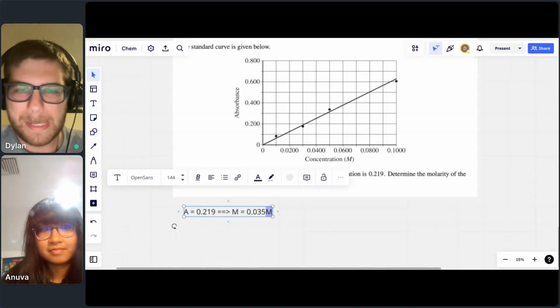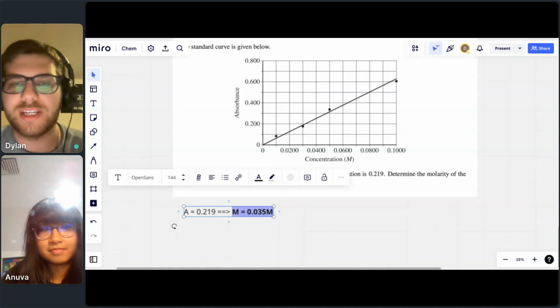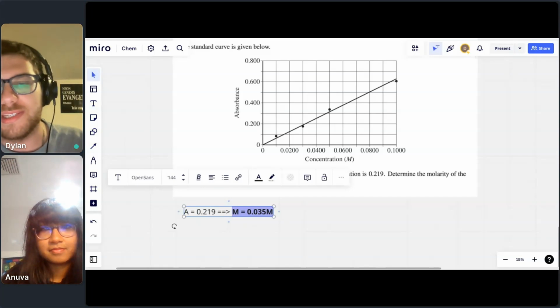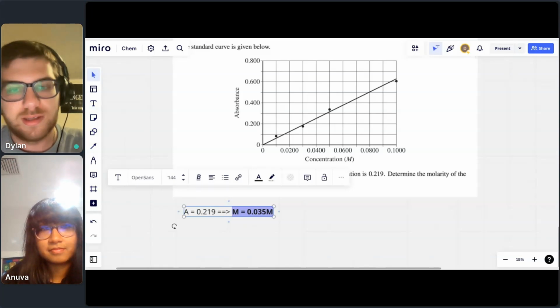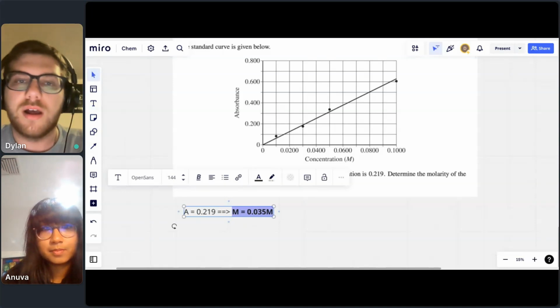And there's your answer. I will note, you do have an acceptable range here. The acceptable range is anything between 0.032 and 0.038. So if you got any answer like that, like if you said 0.034 or 0.037, also valid.